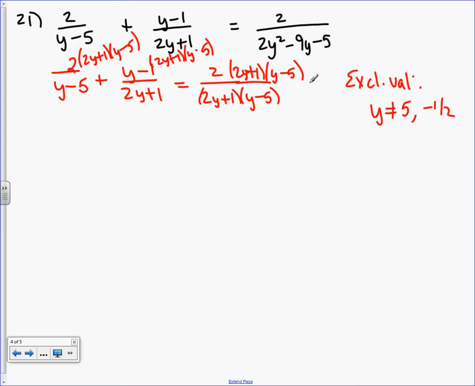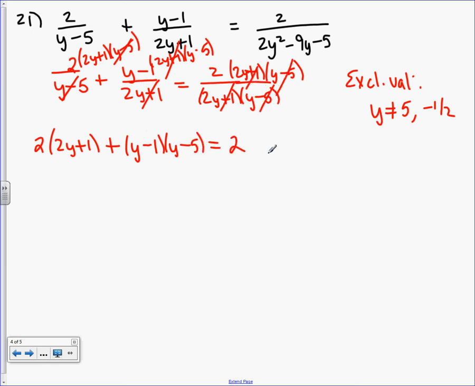Okay? So what cancels in the first problem? The y minus 5, so you're left with 2 parentheses 2y plus 1. What cancels in the second part? 2y plus 1, so you're left with y minus 1, y minus 5. And in the third part, everything but the 2. Is anybody confused by that? That is the only thing that's new. I should be able to go get coffee if I liked it and come back and you'd be done. I'm not going to, but I should be able to.